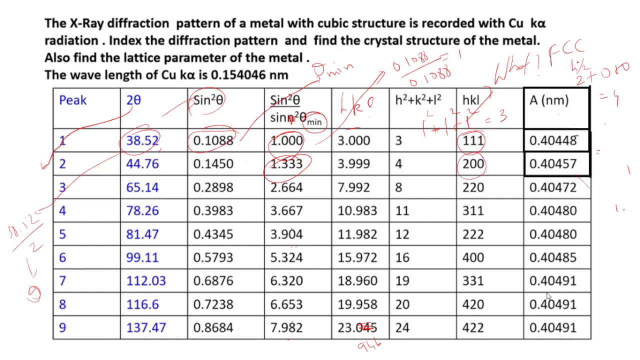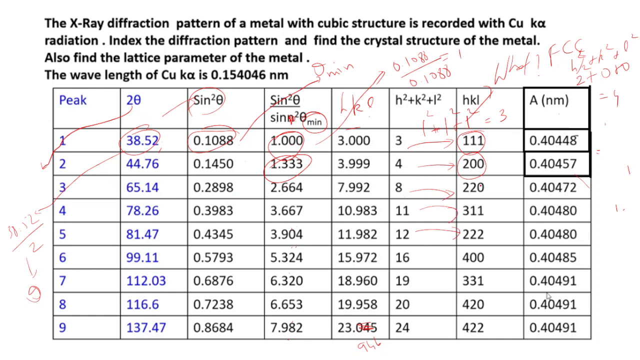So this is h square plus k square plus l square values. Likewise for 8, 2 square plus 2 square plus 0, which gives you 8, and then for 11, 3 square plus 1 square plus 1 square. So from the values that we get over here, we are able to index the various planes.